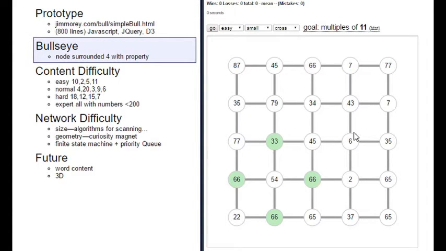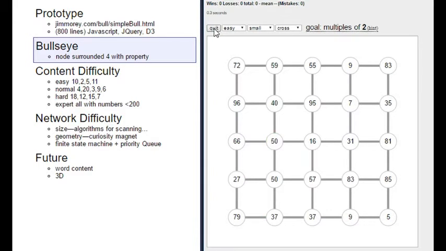bullseye. The bullseye is a node in this network that is surrounded by nodes with particular properties. In this case, node 54 is surrounded by multiples of 11. Okay, and that's the goal.